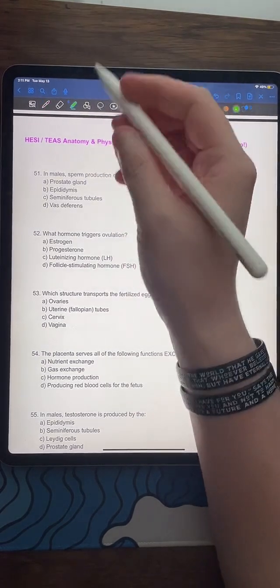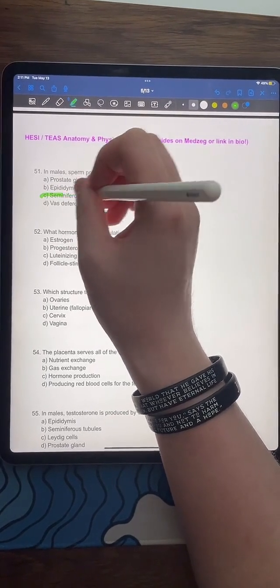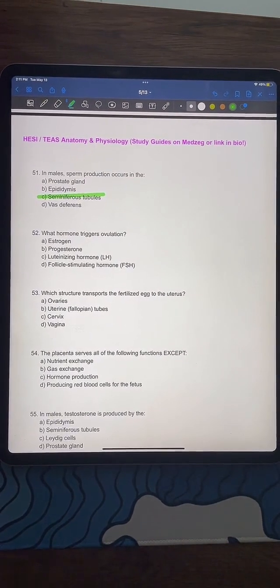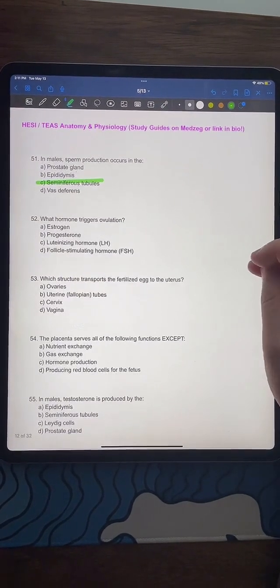The answer is, in males, sperm production occurs in the seminiferous tubules. They are inside the testes, and they are the site of spermatogenesis. This is where sperm cells are produced.